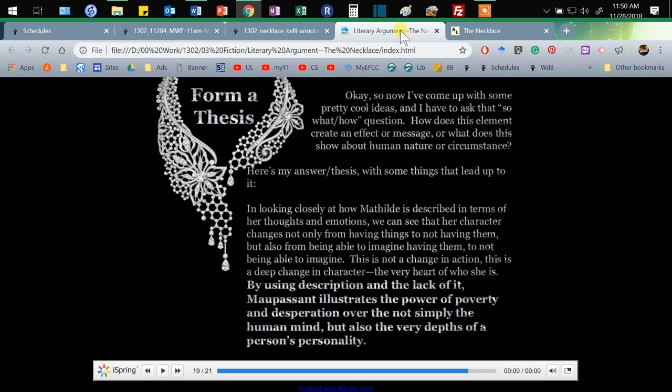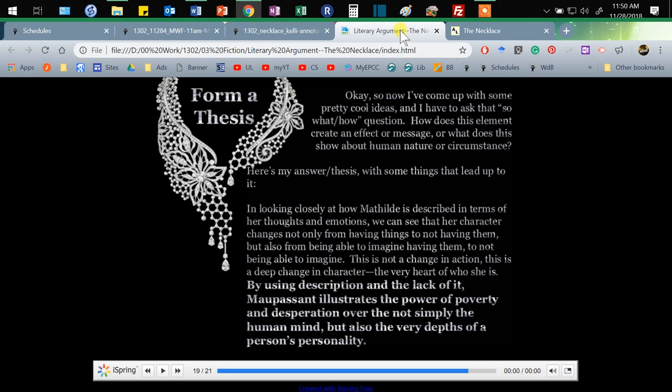In looking closely at how Mathilde is described in terms of her thoughts and emotions, we can see that her character changes not only from having things to not having them, but also from being able to imagine having them to not being able to imagine. This is not a change in action. This is a deep change in character, the very heart of who she is.